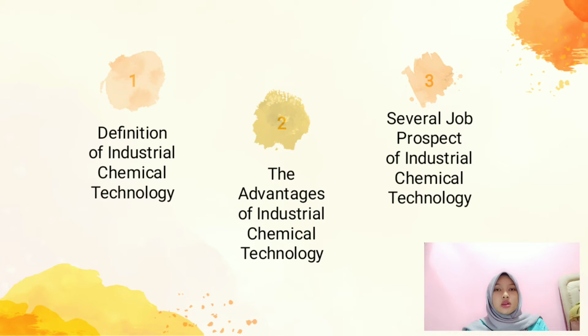I've divided my talk into 3 parts. Firstly, I want to talk about the definition of industrial chemical technology. Secondly, I will explain what advantages industrial chemical technology has. And the last point, I will mention several job prospects of industrial chemical technology. This presentation will take about 7 until 10 minutes. If you have any question, please feel free to interrupt.